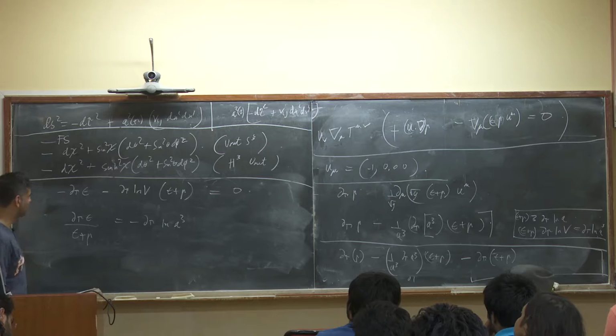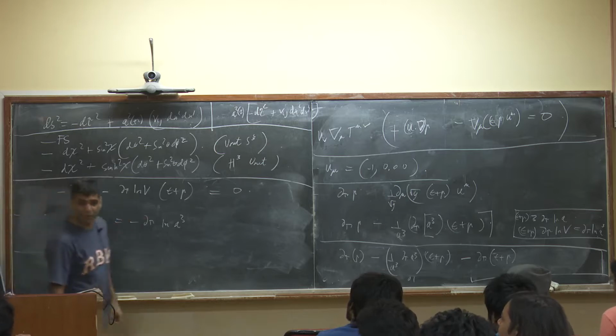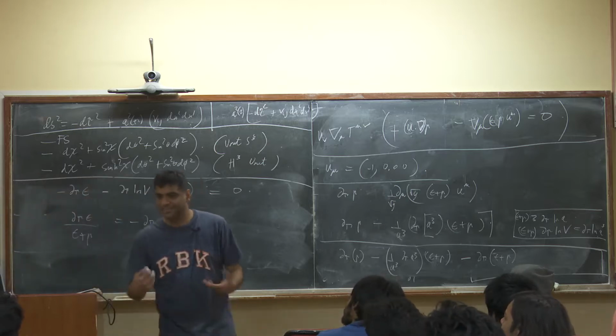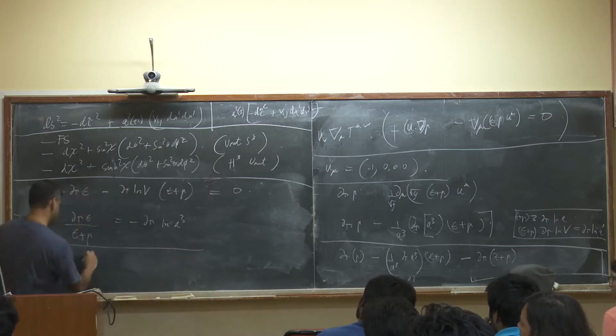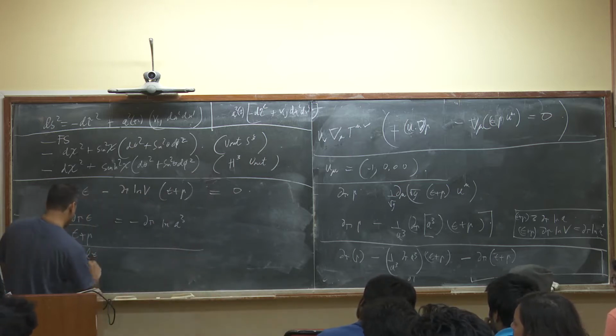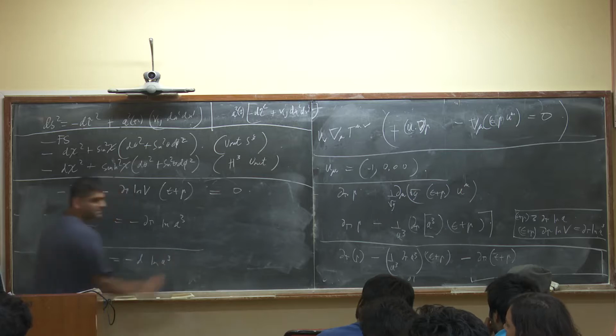Okay, so you should think of this as the first equation. Both sides here have a del tau, but that's a bit of a fake, because both sides have a del tau. So you can think of this as an equation that is dE over epsilon plus P is equal to minus d of log a cubed.